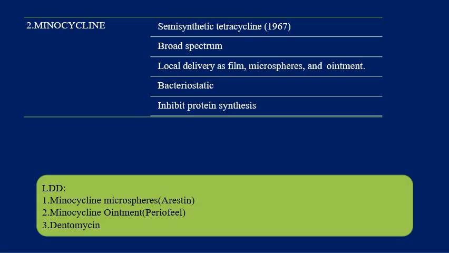So the next is minocycline, which is a semi-synthetic tetracycline and is of broad spectrum nature. The local delivery can be done as films, microspheres, and ointments. It's basically bacteriostatic in nature by inhibiting the protein synthesis. So as a local drug delivery device, it can be used as microspheres, that is Arestin, ointment such as Periofil, and gentamicin.